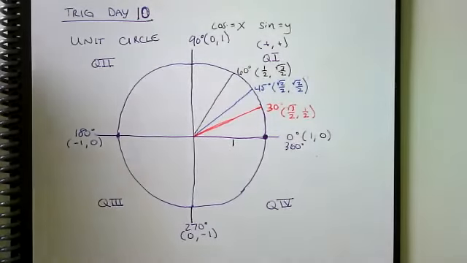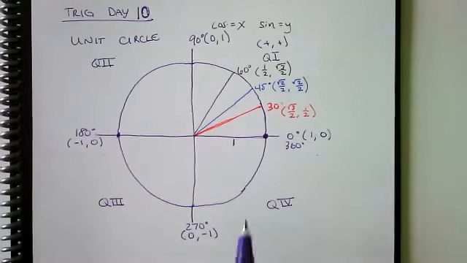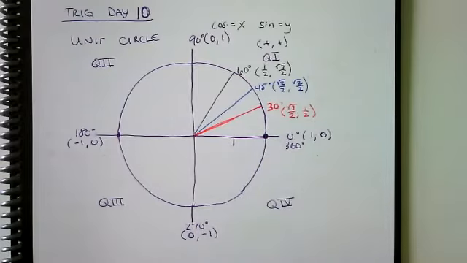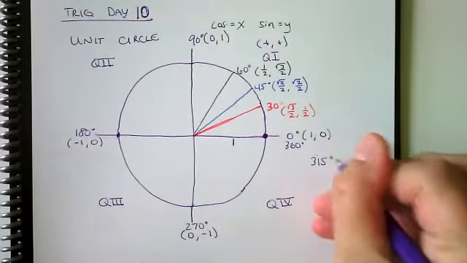Okay, so we're going to start with 315. So 315 is the angle that we're going to start with. We know it's between 270 and 360. Okay, we know it's in quadrant 4. So for 315, it's somewhere over here.